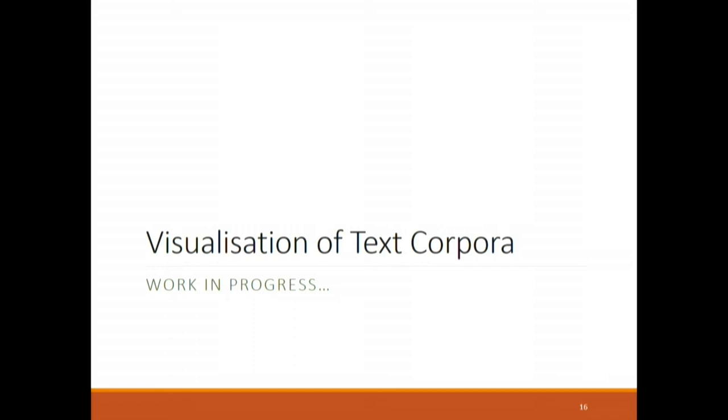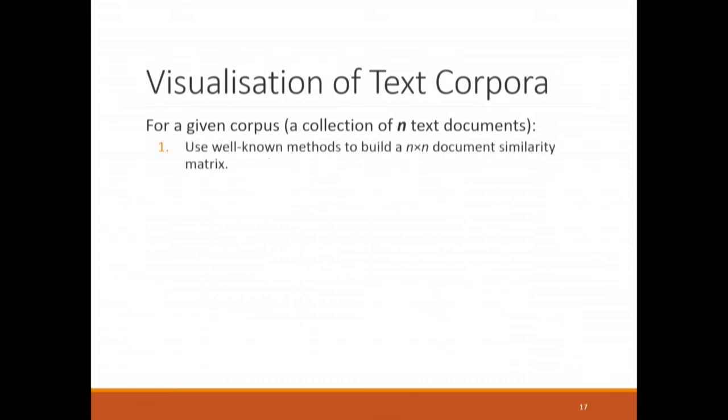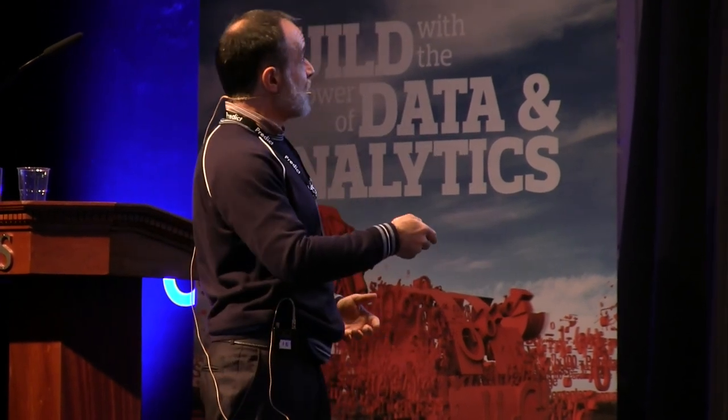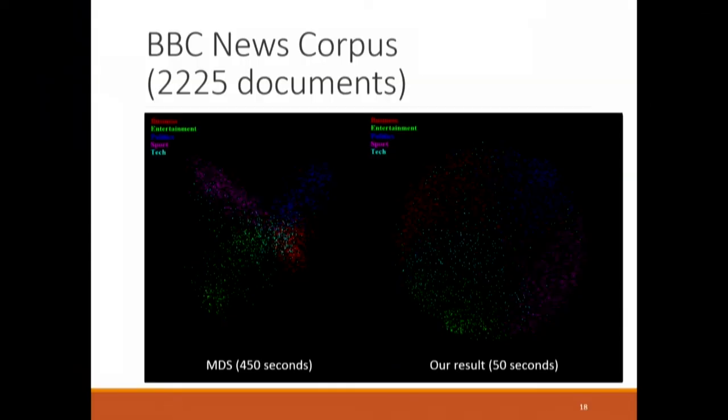And finally, just a few pictures on visualization of text corpora. Very different problem. We experimented with visualization of text corpora as well by imagining that each document in a text corpus is a node. There is a connection between each pair of nodes, which is the similarity between them, and we use a force-directed algorithm. To the best of our knowledge, we are probably the first to try to apply this force-directed method to draw a corpus. And I'll show you a few pictures with a BBC news corpus, which is taken from UCD, which has 2,225 documents.